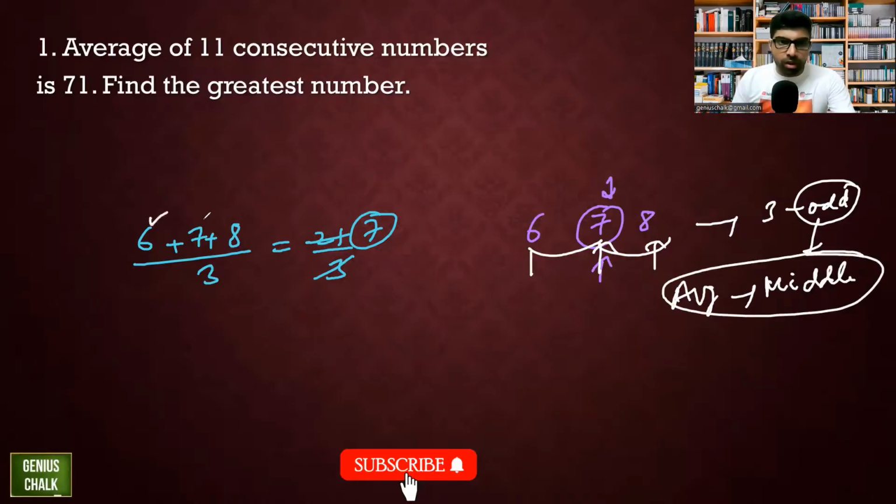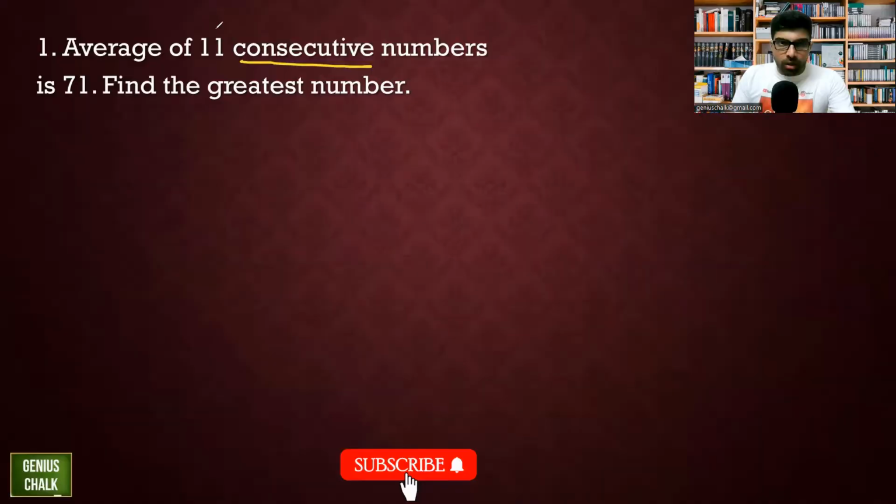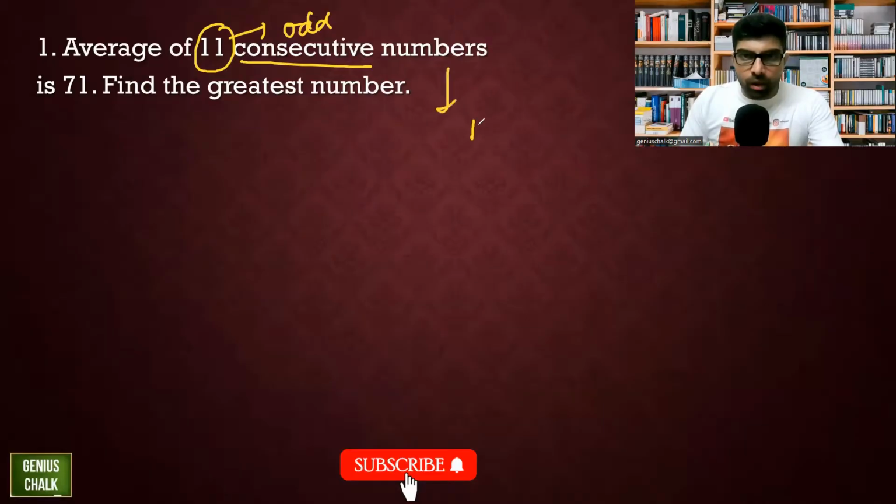So if the numbers are very, very simple, you can find like this. But if they are not that simple, like here, it is 11 numbers. If I solve the question in front of you, it takes a lot of time. So here, use this concept. Now if there are 11 consecutive numbers, you just check whether 11 is an odd number or not. Yes, 11 is an odd number. Whenever the total number of things is odd, then average will always be the middle value, or you can say the middle observation.